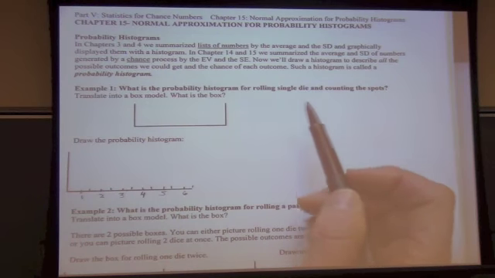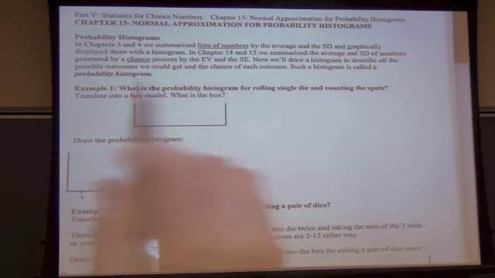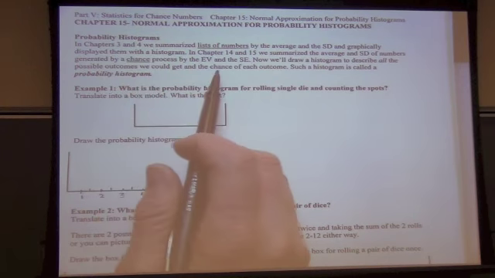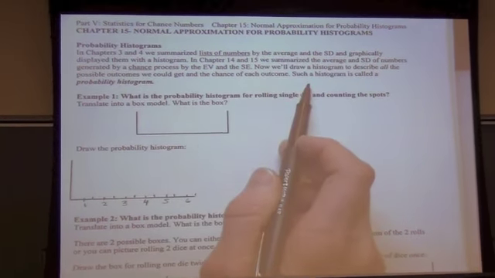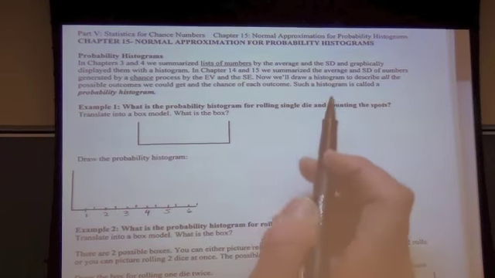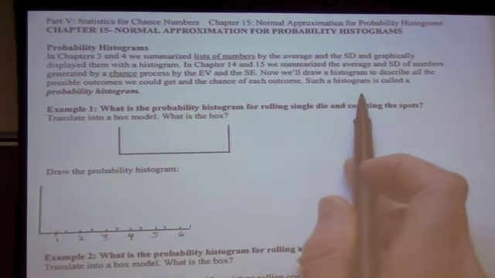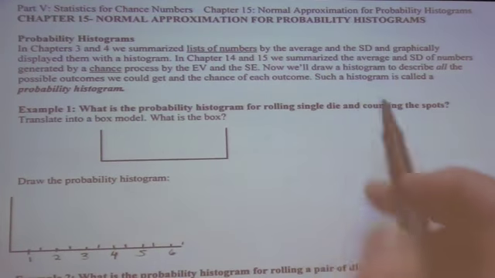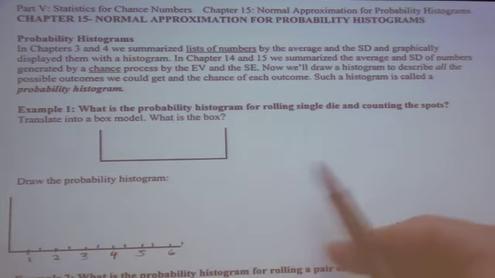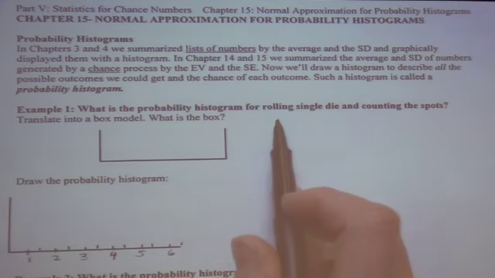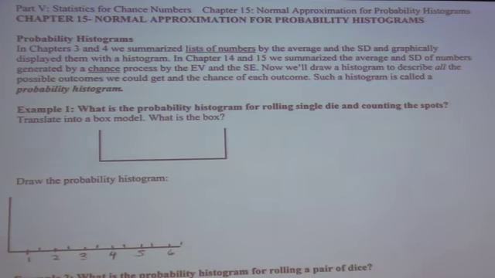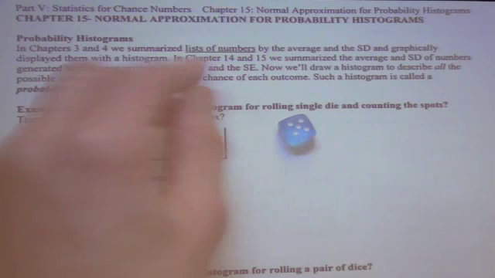Well, it's a graphical display of all the possible outcomes we could get from a chance process, when numbers are generated by a chance process, and the likelihood of each. For example, what's the probability histogram for just rolling a single die and counting the number of spots?